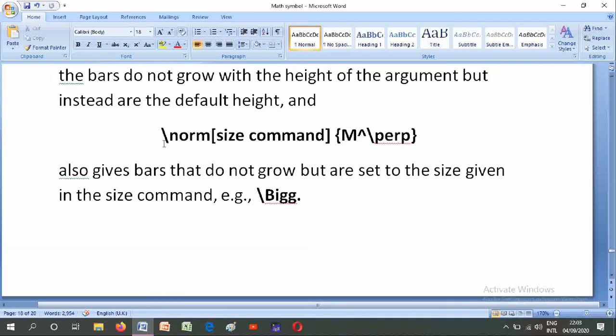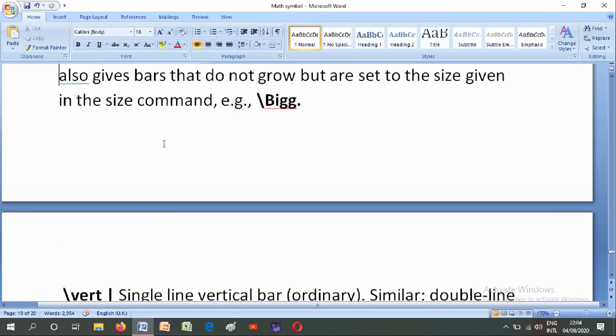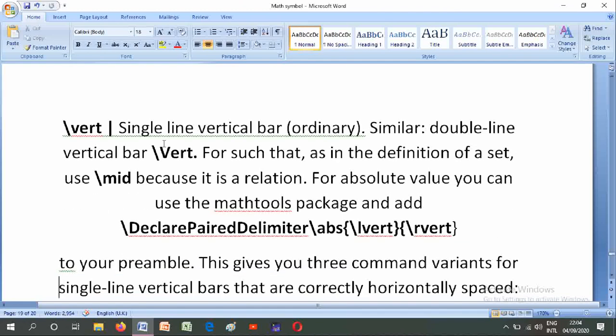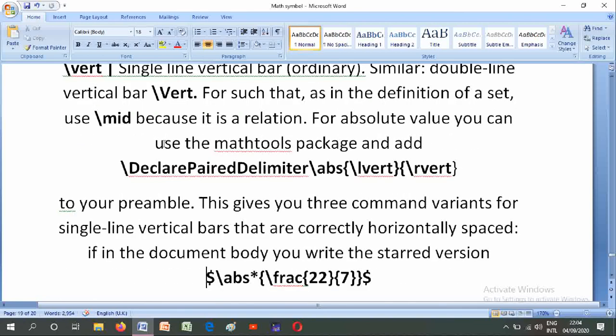\norm[size command]{calibrations^\perp} also gives bars that do not grow but are set to the size given in the size command, such as \big, \Big, \bigg. A single line vertical bar, ordinary, similarly double line vertical bar, for such that as in the definition of a set, use \mid because it is a relation. For absolute value you can use the mathtools package and add \DeclarePairedDelimiter\abs with \lvert and \rvert to your preamble.